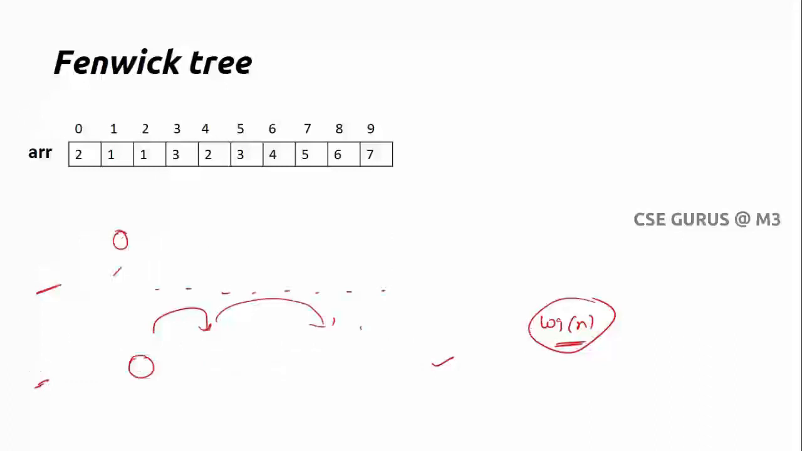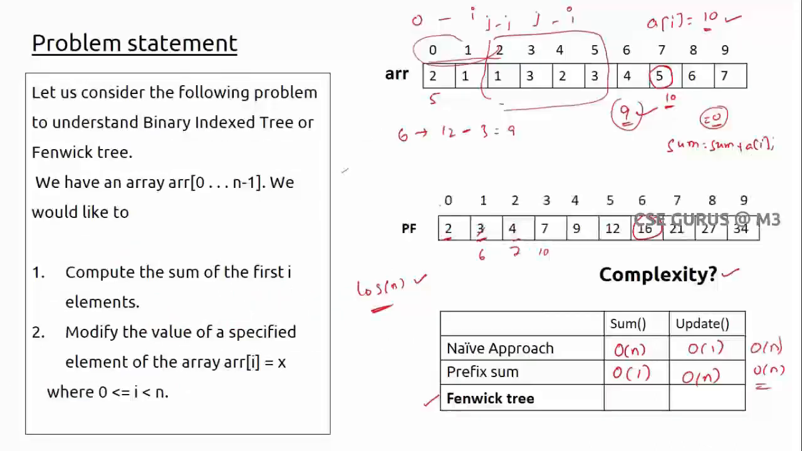So that is what we can say about the complexity for the Fenwick tree: to get the sum, it is log n, and for the update also you are getting log n. I hope you understood the concept of the Fenwick tree, as well as how to get the sum of the first i elements.